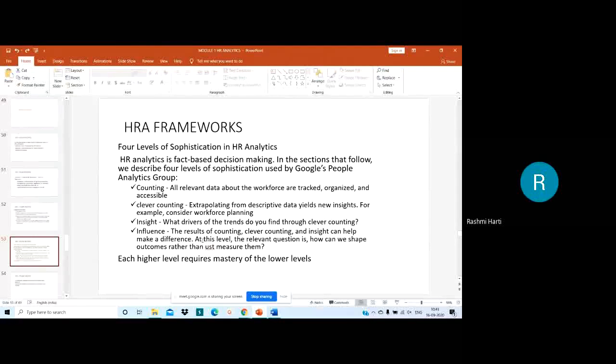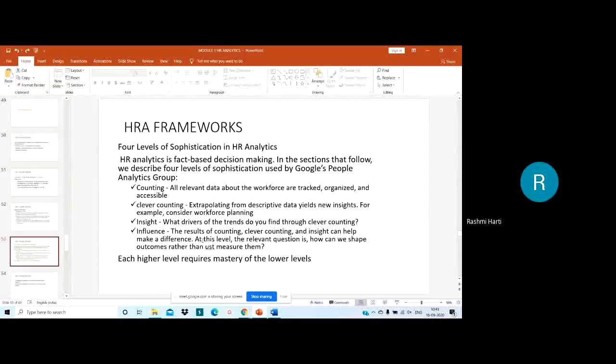So for example, consider workforce planning. Understand the workforce in a proper way, understand the competencies of the workforce in a proper way, place the right person in the right place at the right time. That is nothing but clever counting. Identify the right people, see to it that there is no idle time in the organization. So you should have a proper workforce planning to utilize the people whenever it is required.